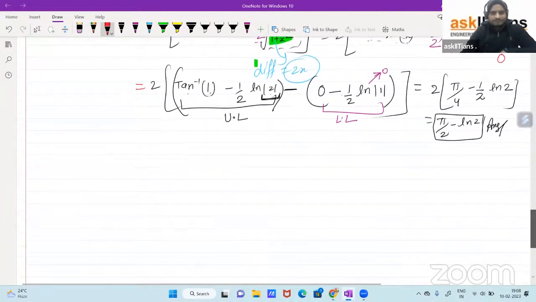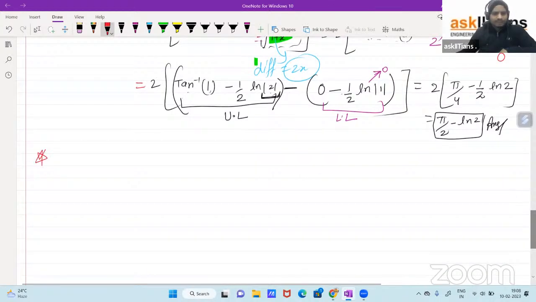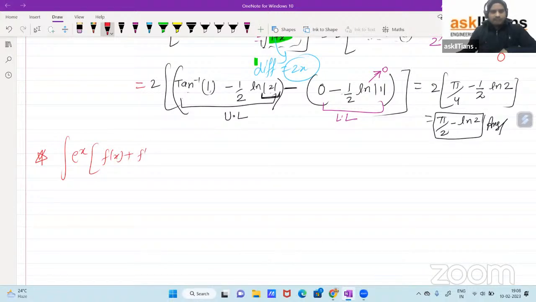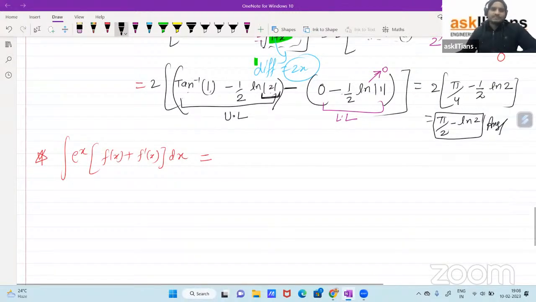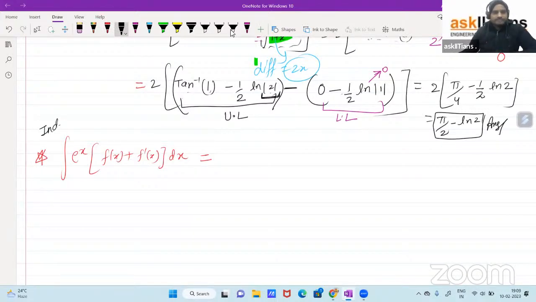Now, next, one formula we have done in indefinite integration: integral of e power x, f of x plus f dash x, dx. What was the answer? You can drop it in chat. Whenever the differentiation of this function is sitting here, then the answer of this will be.